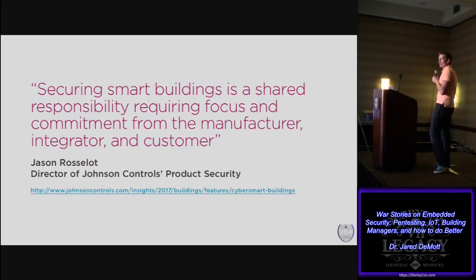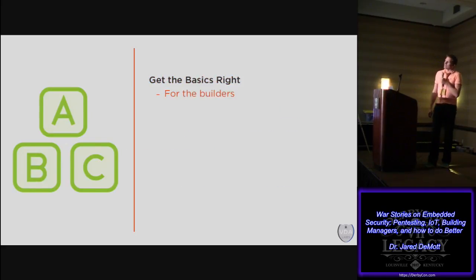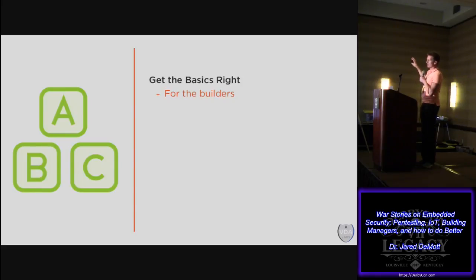Whose fault is that? Well, I talked to some people at JCI, really nice people, really good folks. Really appreciated the time I spent with them. And their director of product security, Jason, said that securing a smart building is a shared responsibility requiring focus and commitment from the manufacturer, integrator, and consumer. Which sounds like a commercial, but it's true. That's a good point. Basically, everybody involved has to, we can secure those. It's not rocket science. We've known how to secure those for 10 or 20 years, but we need to do it. So that's the thing that's not happening. So everybody has to kind of get involved.